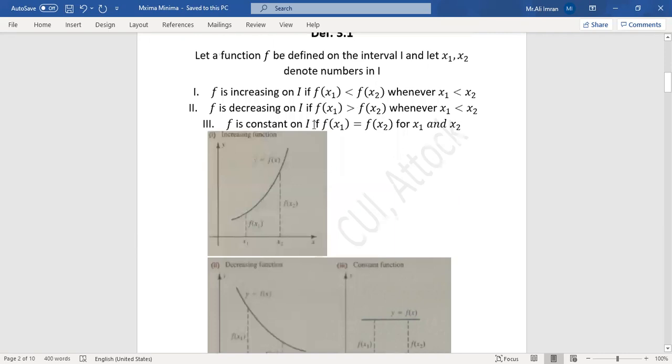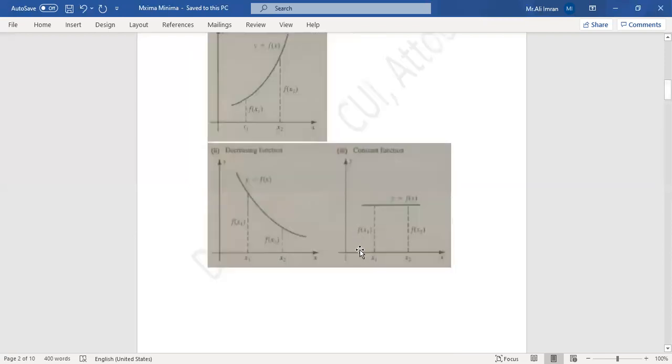Third one, f is constant on interval I if f of x1 is equal to f of x2 for x1 and x2. I will explain this with the help of a graph. At x1 the function has value f of x1. At x2 the function has value f of x2, which is equal to f of x1. At both points x1 and x2 the function has the same value. That's why it's called a constant function.